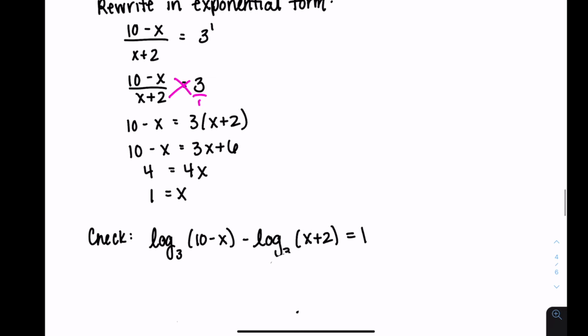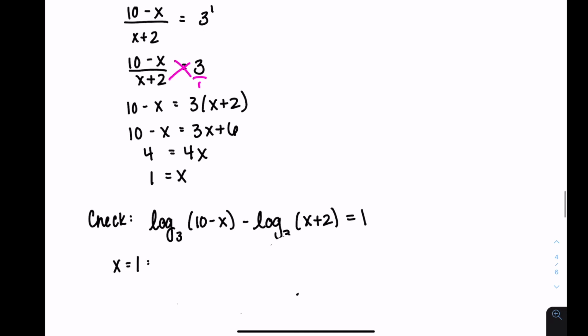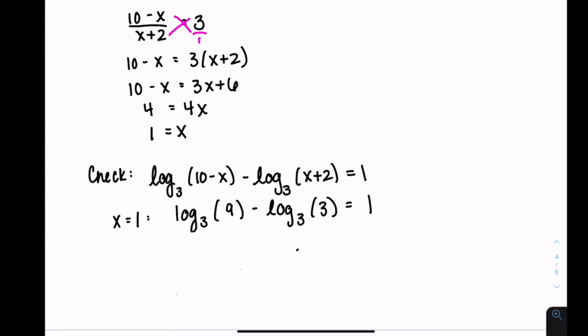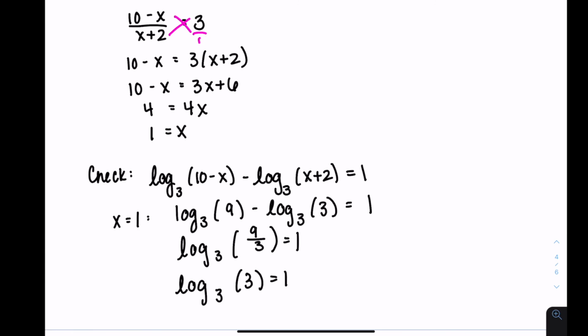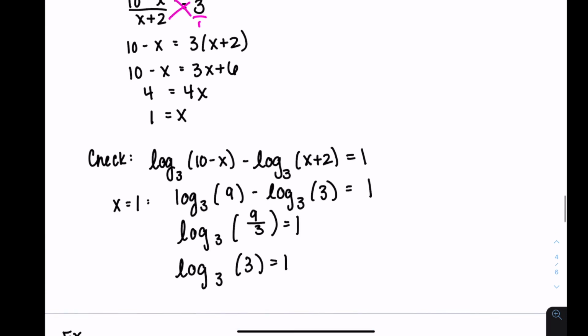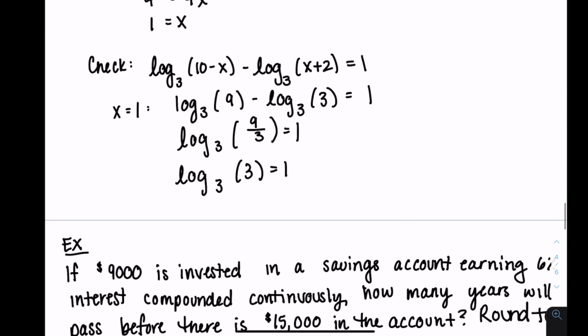So here's our original equation, and we want to plug in x equals 1. So that's going to give me log base 3 of 10 minus 1, or 9. Then log base 3 of 3, and that needs to equal 1. So let's check this out. Again, we can condense this by dividing those two arguments. And so this is telling us log base 3 of 3 equals 1. So we're good. It works.